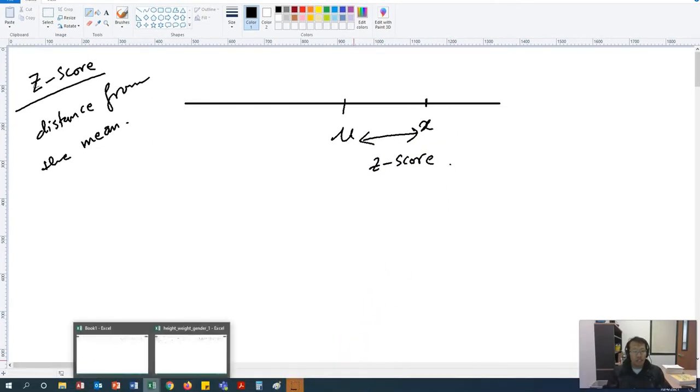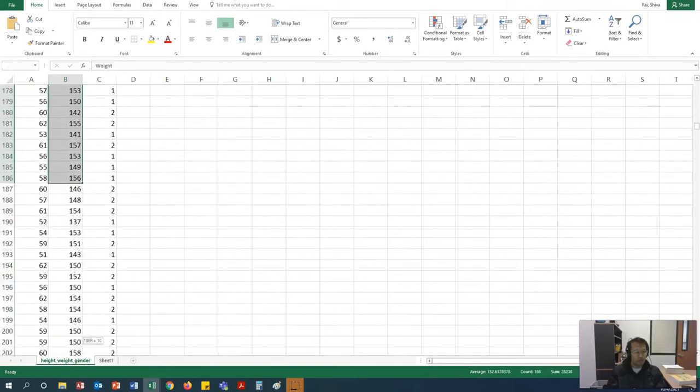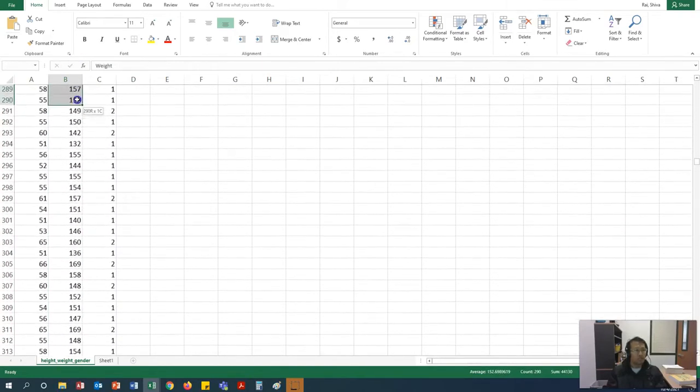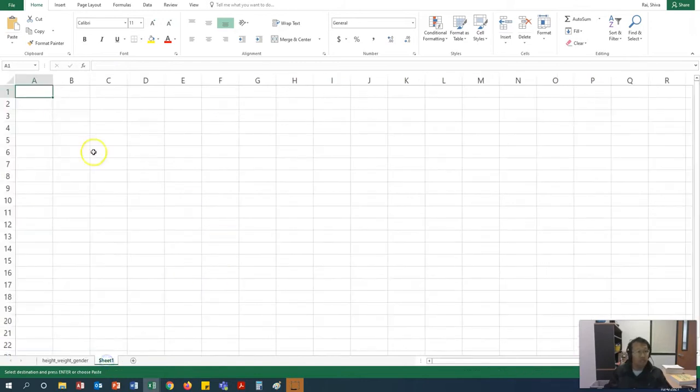So here I have a data set with height, weight and gender, and I'll have this ready for you just below the video. You can download this data file and then work on it. Since this is a fairly large data file, I just want 100 people and their weight in pounds. Okay, 301 means basically I am taking the weight of 300 people, since the first row is simply the header.